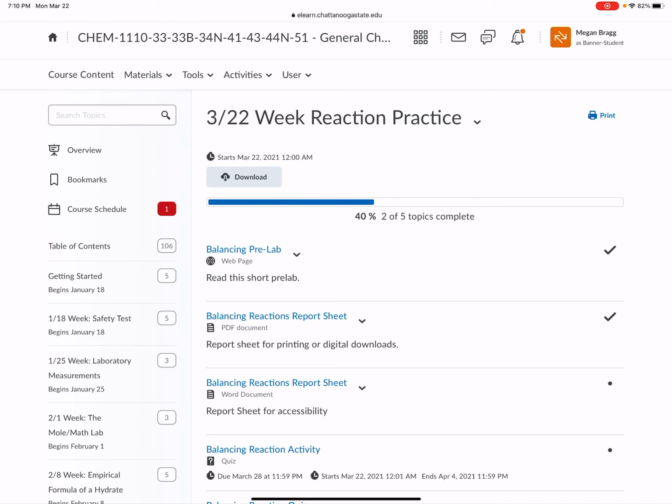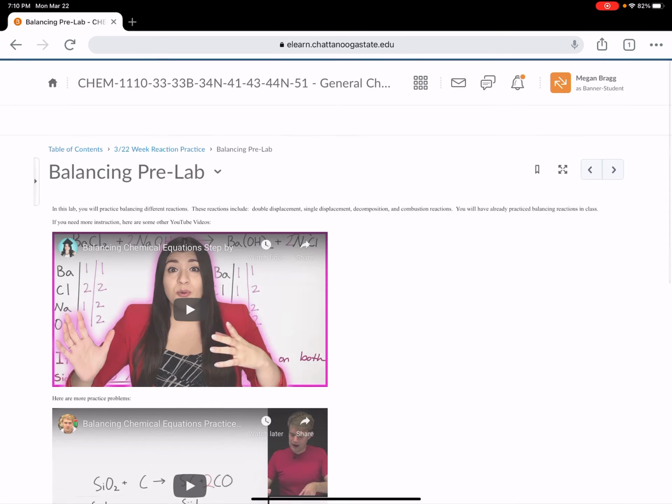This is a chemical reaction balancing lab. You also will be practicing different types of reactions as well as predicting the products in the case of some single displacement and double displacement reactions. You won't have to do it for every reaction that you're balancing. Make sure you check out the pre-lab.